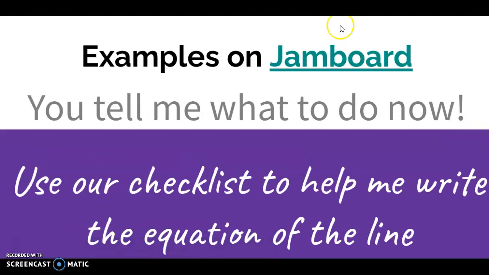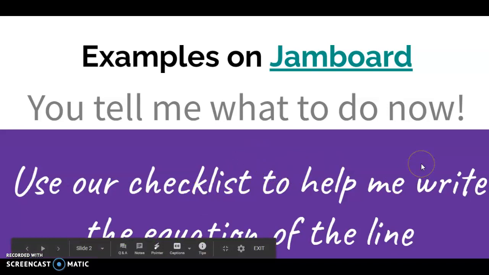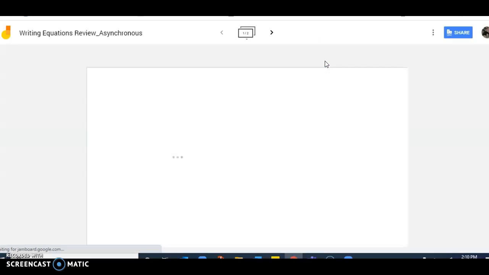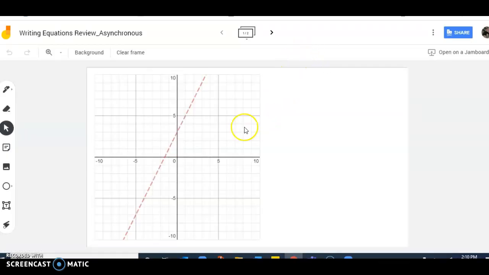In class we worked on some examples together and students were able to tell me how to finish the problem based off of our checklist that we were given the class before this. So I'm going to go ahead and click Jamboard to open up our examples so I can talk you through the steps on how to write an equation. What we did first, students were telling me to label the minus and the plus sign. Good, so that way we knew it's pointing to the plus sign, so that means that it's positive.